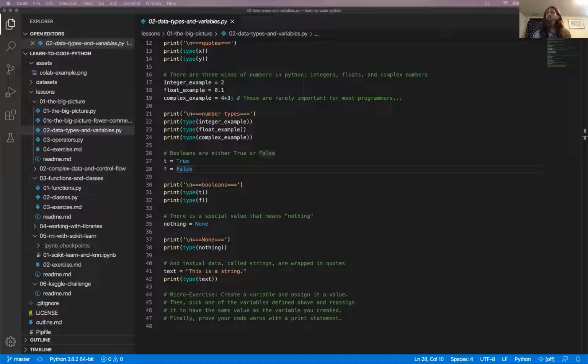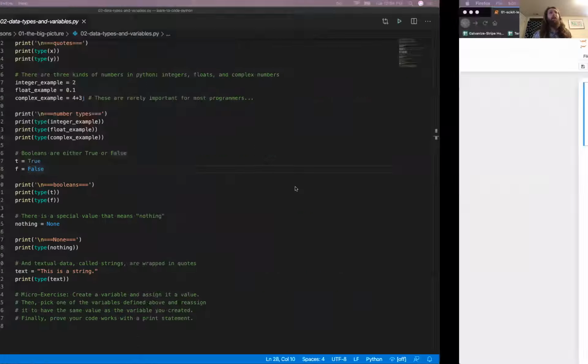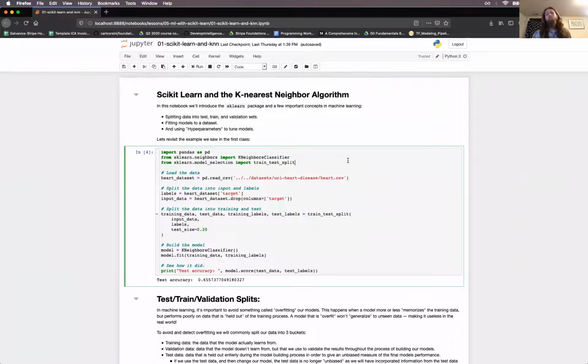Then by the time we get to the end of class, we'll be working in a more complex environment. This is a Jupyter notebook. And in this Jupyter notebook, we are building a machine learning model, the k-nearest neighbors classifier. We're importing data. This is an open data set, which is bundled with the courseware. It's from UCI. It's public domain data about heart disease.